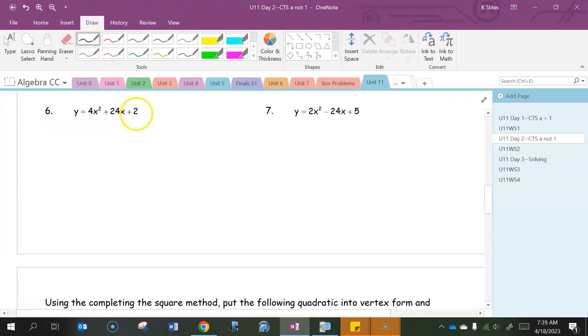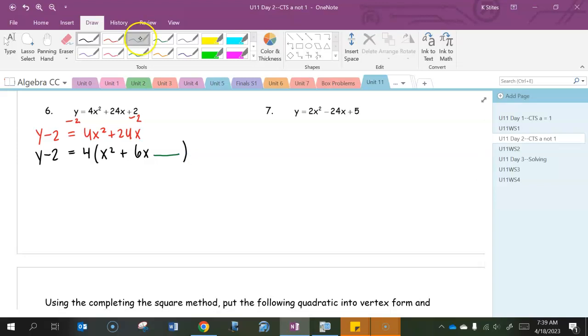Okay, now let's give it a try without the training wheels. Okay, first step, same as before, move the constant, which is your c value, over to the y side. Y minus 2 equals 4x squared plus 24x. Okay, so now you've got a number in front, so we're not ready to complete the square yet. We have to divide that 4 out. 4x squared divided by 4 plus 24x divided by 4 is 6x. And what I want you to do is leave a space here to complete the square. Okay? All right, so now we're ready to complete the square.